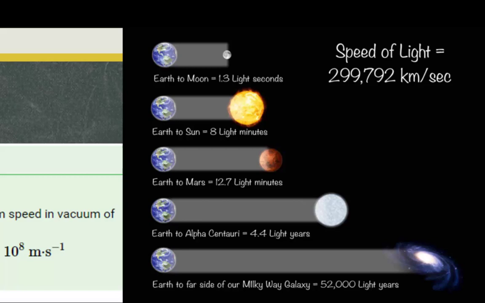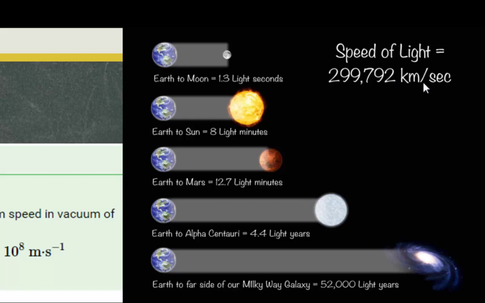Okay? If we take something bigger, like Earth to the far side of the Milky Way galaxy, in other words, the furthest side of the galaxy from where we are situated, it's 52,000 light years.